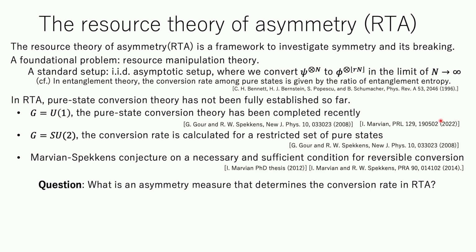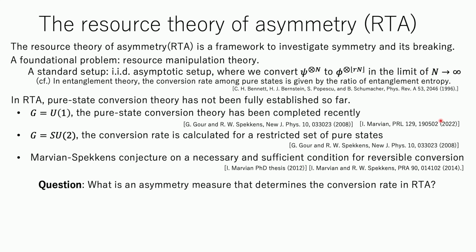In the resource theory of asymmetry, pure state conversion theory has not been fully established so far. Even for the simplest Lie group, the U(1) group, the pure state conversion theory has been completed only very recently. For other groups, not much is known. For example, for the SU(2) group, the conversion rate is calculated only for a restricted set of pure states. And even if we restrict our attention to reversible conversion, there is a conjecture called the Marvian-Spekkens conjecture, which is expected to provide a necessary and sufficient condition for reversible conversion. But this conjecture has remained unsolved for a decade.